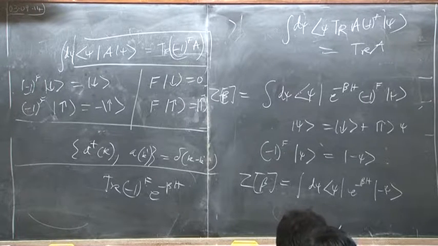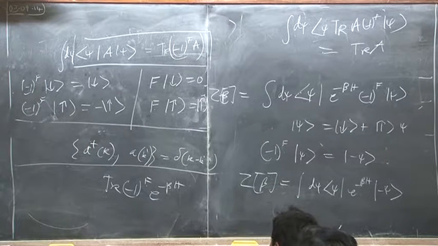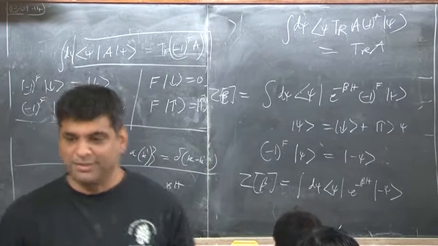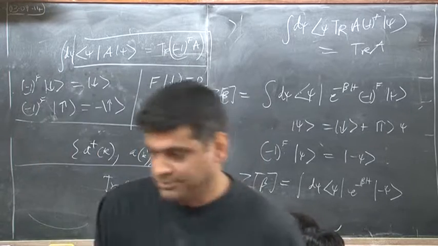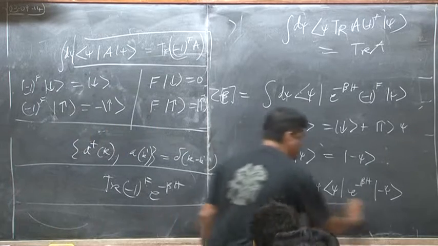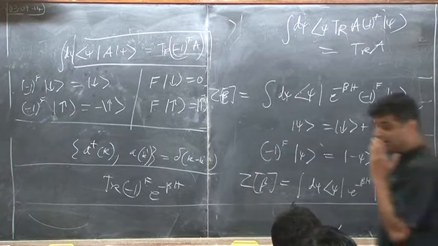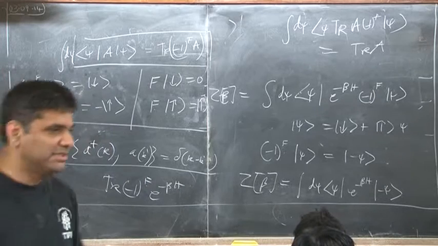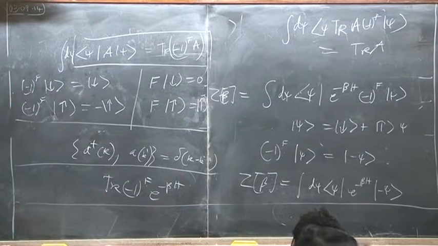Okay. Now, I wanted to say a word or two more about Euclidean continuation of fermionic path integrals before we start our discussion of perturbation theory and renormalization. Okay. Cleaning up from last class. Let me complete this and I'll just clean it. Okay.